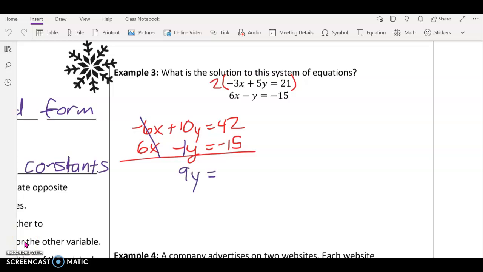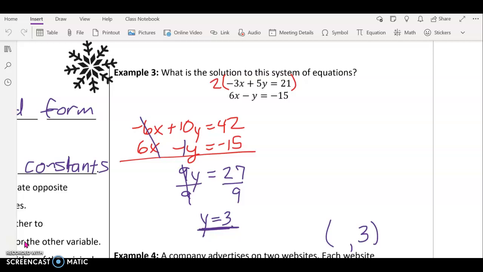And 42 minus 15 is 27. Last step, divide both sides by 9, and y is 3. But remember, that's not our final answer, that's only the y. I'm even going to go ahead and write it down so I don't forget and put it in the correct place. Remember, y goes second.